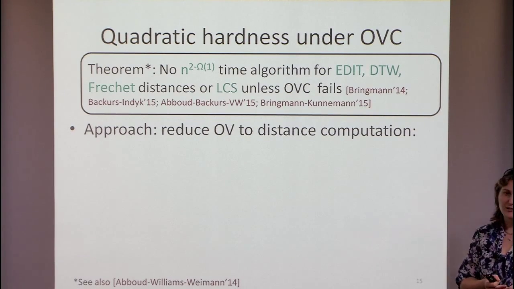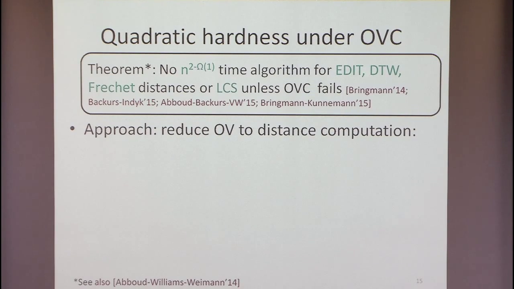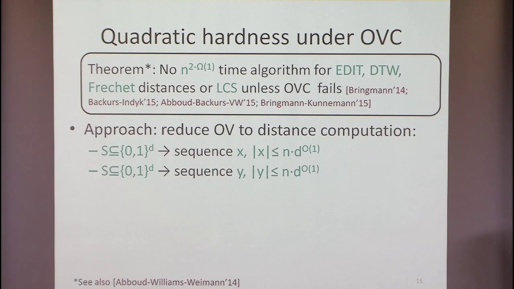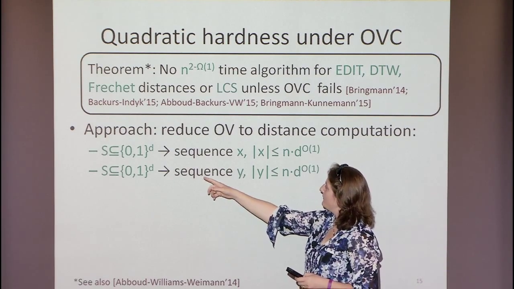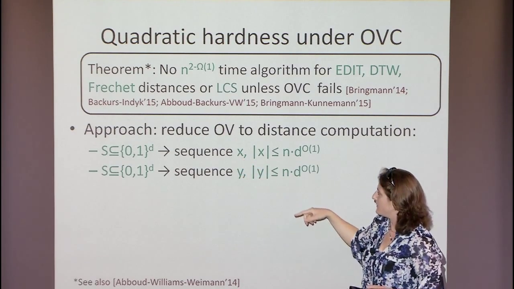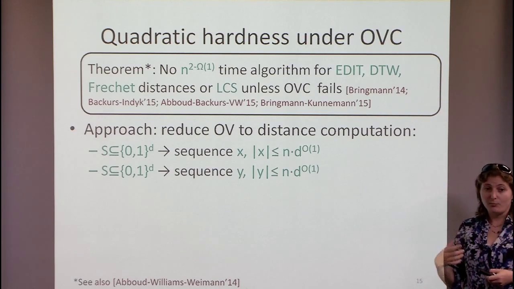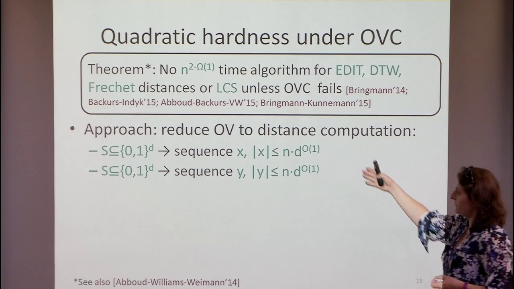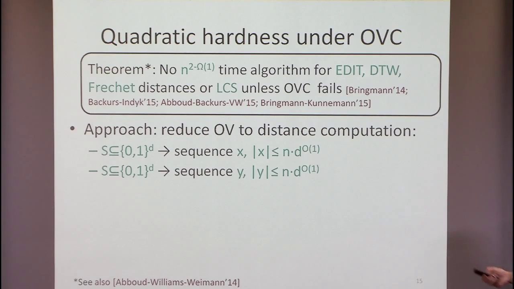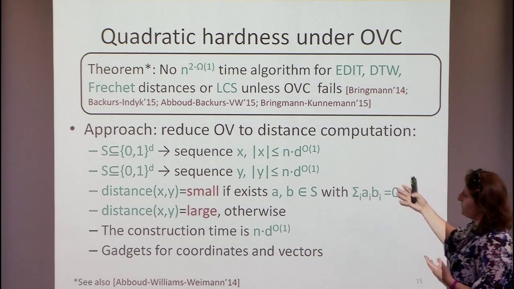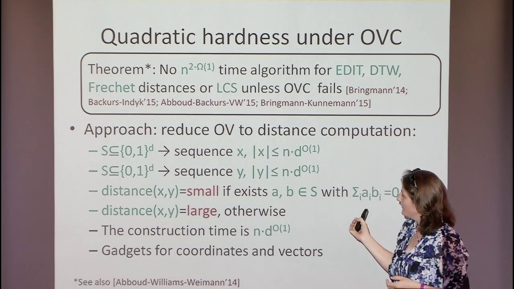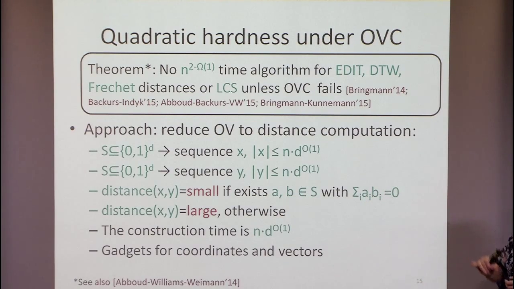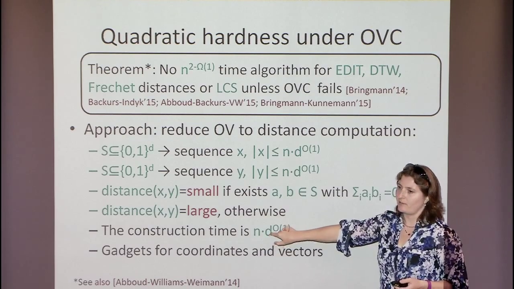We're only going to create a single instance of the sequence problems. We're going to take orthogonal vectors and just reduce it to two sequences. We take the set of vectors, and out of all of these vectors, we create a single sequence X, and again, we create a single sequence Y. The nice property of X and Y is that their lengths are only n times polynomial in the dimension. So when d is polylogarithmic, this is roughly n. Now, what we want is that after we do this, the distance between X and Y, depending on the problem that we consider, will be small if there are two orthogonal vectors and large otherwise. We also want the construction time to be fast, and we achieve a construction time of n times poly d.